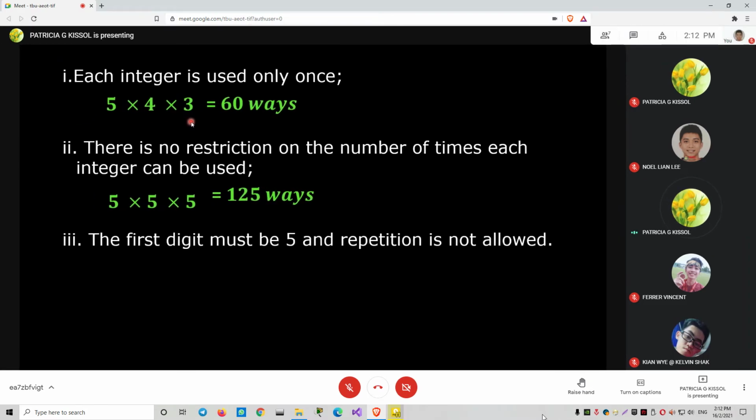So since we want 3 digits, right? And the first digit is a 5, we don't have to choose it anymore. So that means it will only be 1. You see here?